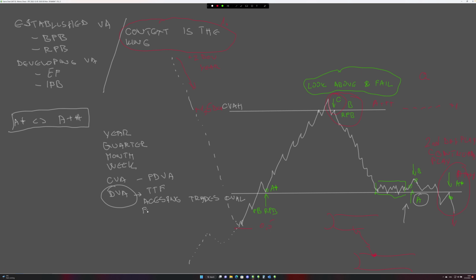and we are accessing trades from this time frame.